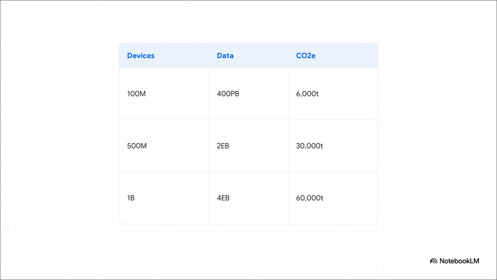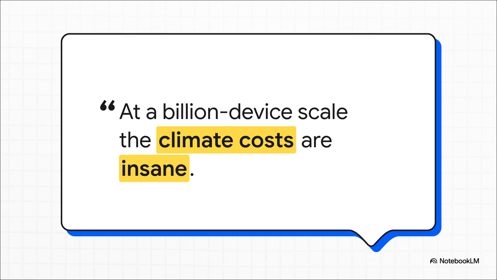If this hits a billion eligible devices, we are talking about pushing 4 exabytes of data. That results in 60,000 tons of CO2 emissions. And remember, that doesn't even factor in the users who delete the file, only for Chrome to aggressively download it all over again. This quote perfectly highlights the severity of the situation. As Hanf points out, at a billion-device scale, the climate costs are, in his words, insane.